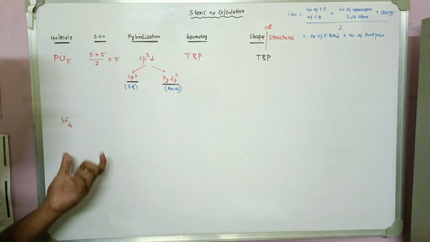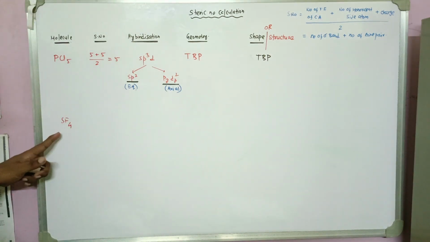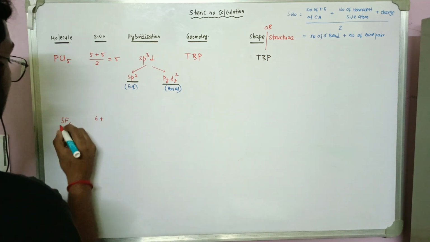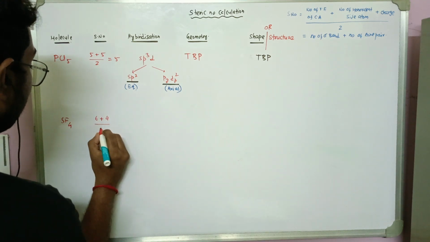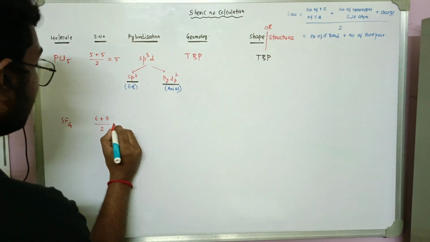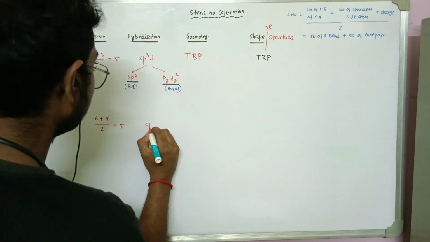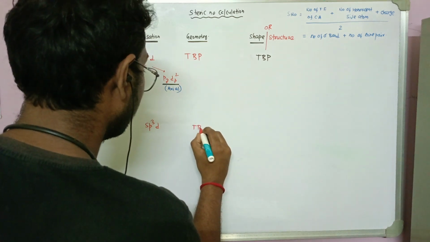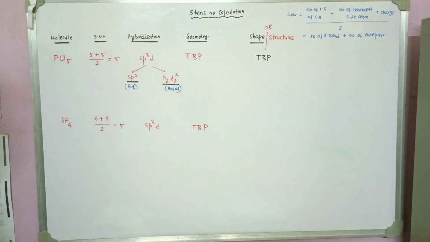Let's discuss the SF4 molecule. In the SF4 molecule, the valence electrons of sulfur is 6, plus fluorine 4, divided by 2. So the steric number will be 5, that means the hybridization will be sp3d, which implies the geometry automatically we can assign to be trigonal bipyramidal.